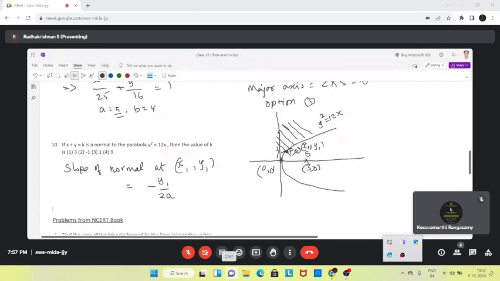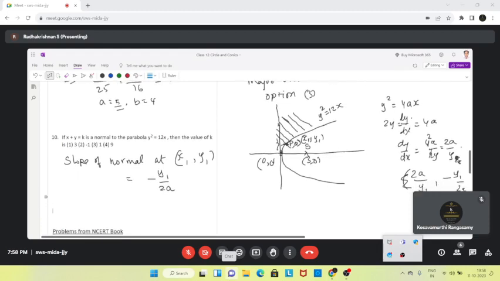If you don't remember, you simply write y square equal to 4ax. Okay. So you differentiate it, you get 2y dy by dx equal to 4a, so dy by dx is 2a by y. So at any point, this represents the slope of the tangent, dy by dx. So the slope of the tangent is 2a by y1. Therefore, the slope of normal will be minus y1 by 2a. So even if you don't remember, you can simply derive it like this. And what is the value of a here? A is 3, right?